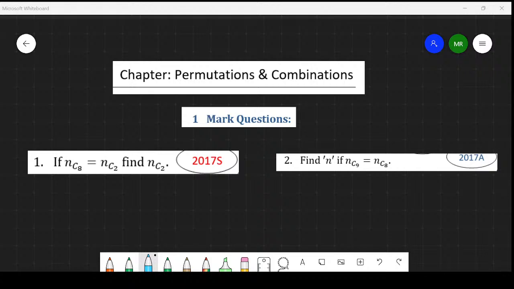The topic is permutations and combinations. It is the most important one. If we are thorough with this topic, definitely you will be able to do probability also. You should have an idea about the topic of permutations and combinations. If you are familiar, definitely you can do that.